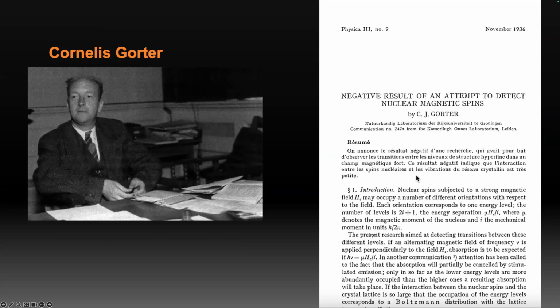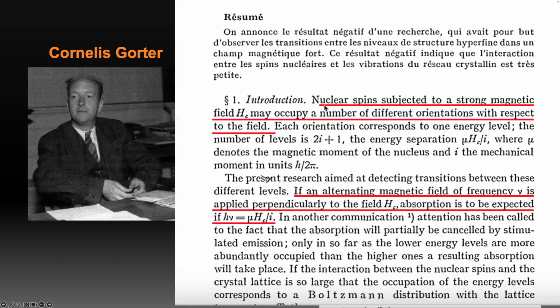I found these papers actually interesting to read, like this paper. The paper is in English, but the abstract in this case is in French. And he has another paper later that has two abstracts, one in German and one in French, and the paper is in English. But besides that, in the introduction, he says nuclear spin subjected to a strong magnetic field, HC, he calls it, may occupy a number of different orientations with respect to the field. And if an alternating magnetic field of frequency nu is applied perpendicularly to this field, absorption is to be expected. And he gives this formula.